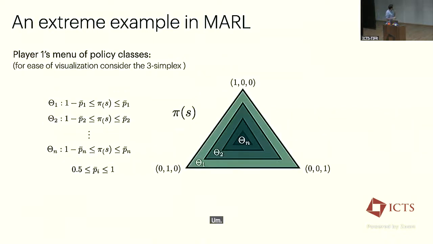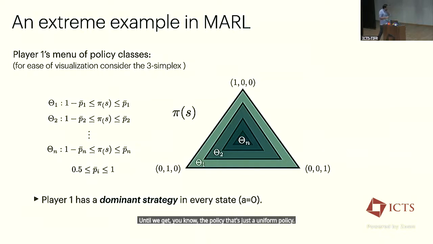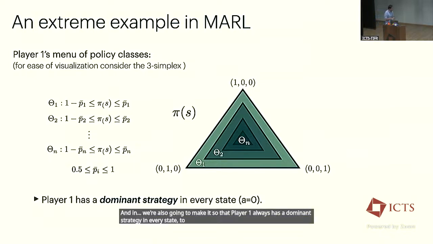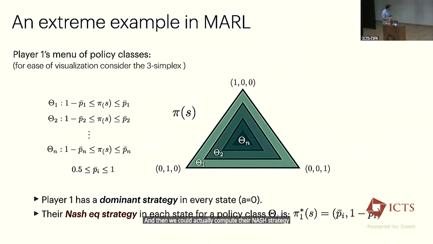Great. And so these are our nested sequence of policy classes for each state. We'll just define a nested class of policies, right? The most expressive policy that you could choose is just from the simplex. And then we'll just constrain the simplex over and over again until we get the policy that's just a uniform policy. Okay? And we're also going to make it so that player 1 always has a dominant strategy in every state to always play A equals 0. And then we can actually compute their Nash strategy in each state for a given policy class, which is given by this, which is basically their upper bound given this policy class.